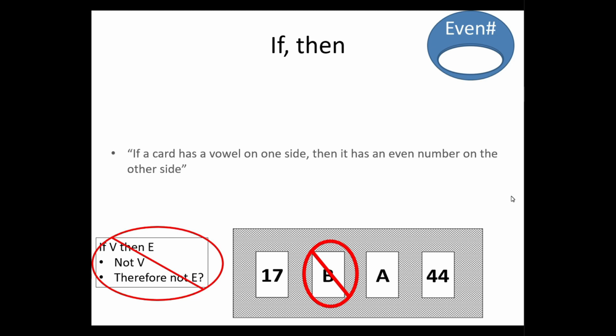I think that students who pick this card probably forget the rules, and they think maybe there could be an A on the other side, but we've set up the rules of the universe such that there's always a number on one side and a letter on the other. So flipping B is all kinds of pointless.